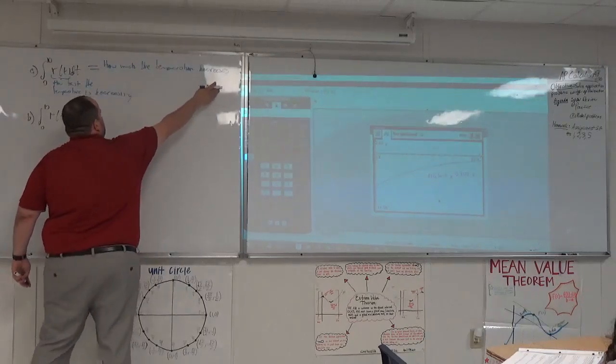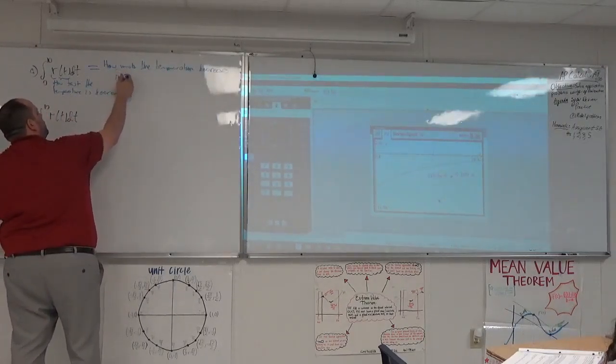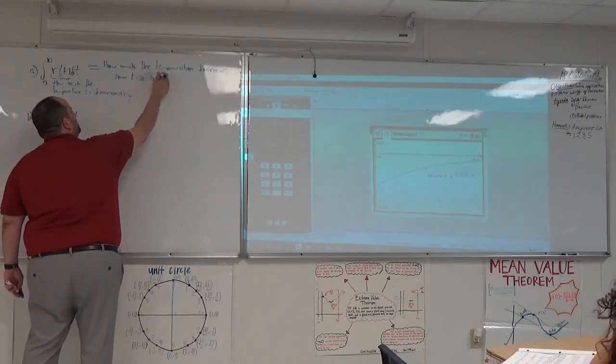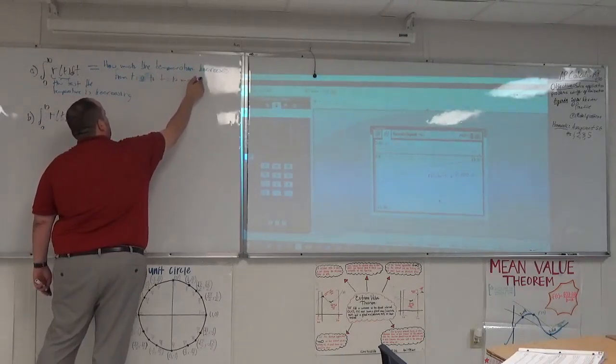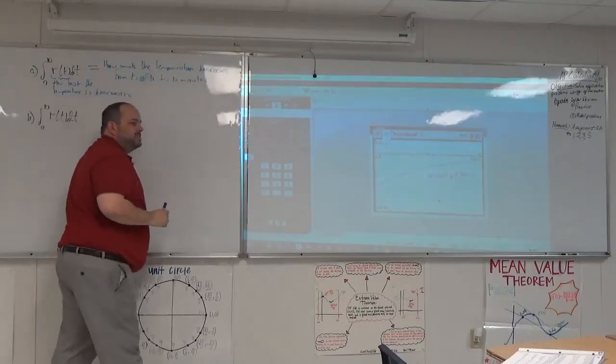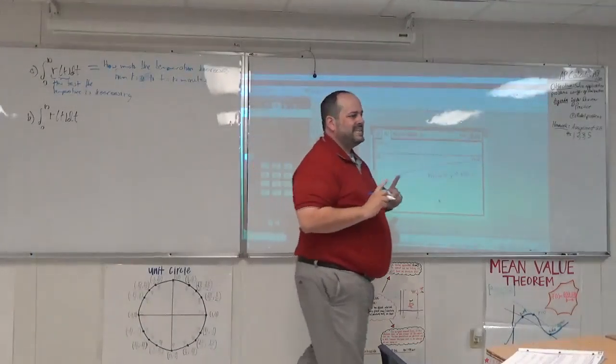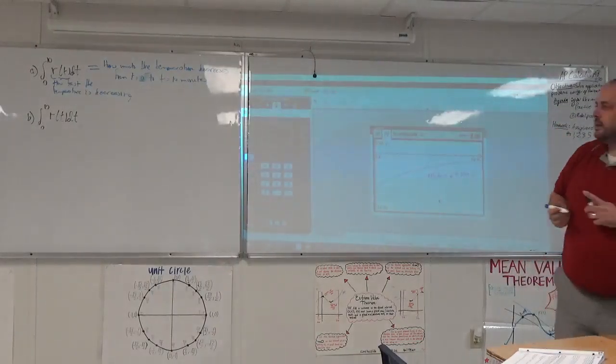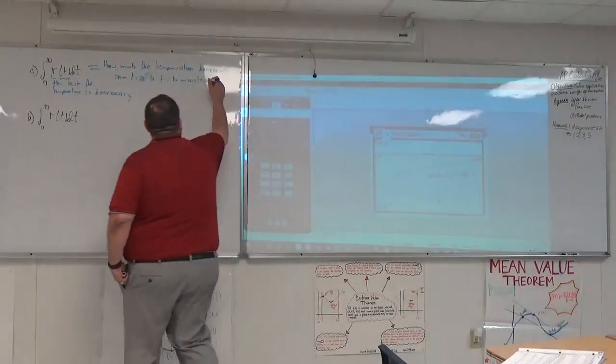How much the temperature decreases from t equals 0 to t equals 10 minutes. Now, I like that answer. I don't love this answer. We're missing units here. There's an important unit that wasn't brought up. What you got? In degrees Celsius. This is in degrees Celsius.